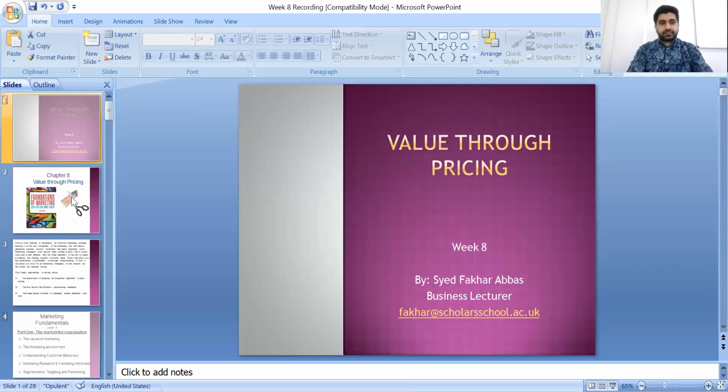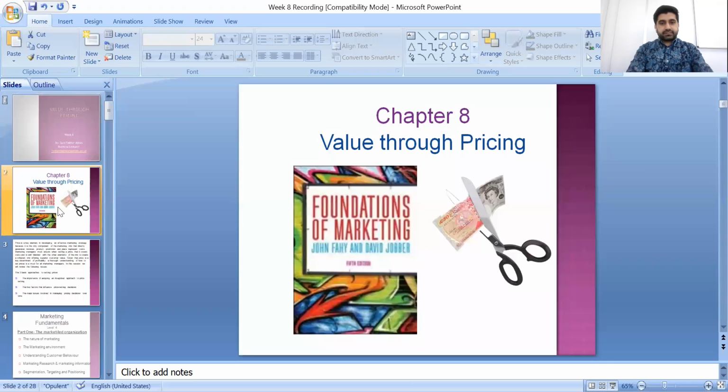Today, we will discuss pricing and different pricing strategies, how prices are fixed, and how prices create value. So let's go to the slides. Today we will discuss value through pricing.